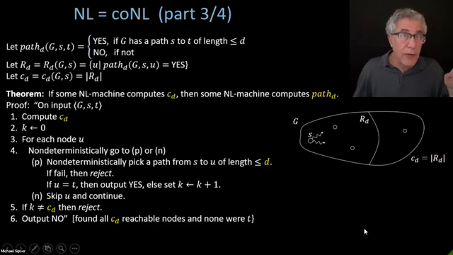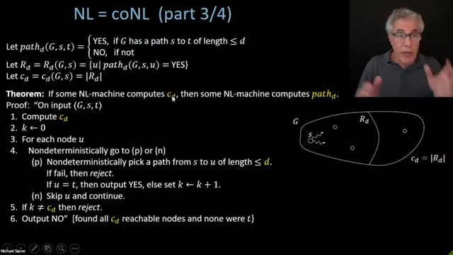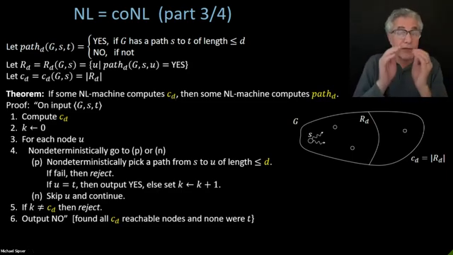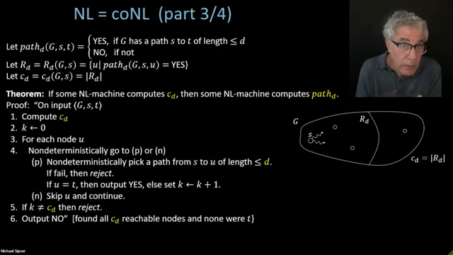Now, how am I going to do that? What I'm going to do is, that's my goal. What I'm going to do is something in between. I'm going to do a theorem just like this, but given C sub D, instead of computing path sub D, I'm going to compute path sub D plus 1. So knowing how many are reachable within D, I'm going to give a test for whether things are reachable within D plus 1. And the fact is, that's easy.